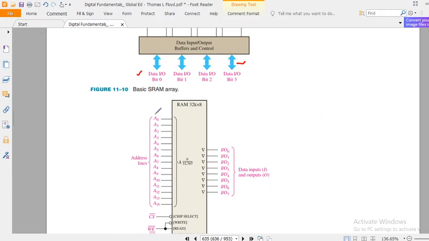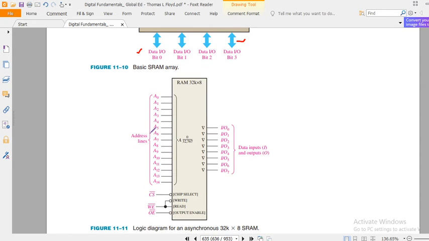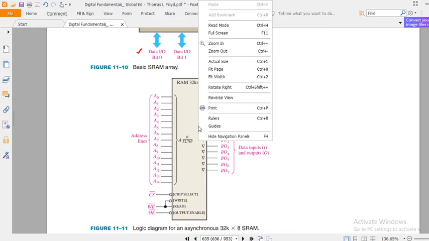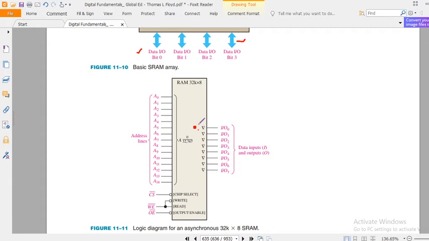So A0 to A14, total 15 address lines are there. Okay, so this is the size. As we have already discussed, this triangle signifies the tri-state buffer. As I told you, it acts as the input or the output or the high impedance state. These are the signals. Chip select: when this whole chip is enabled, it is functioning, or not functioning.